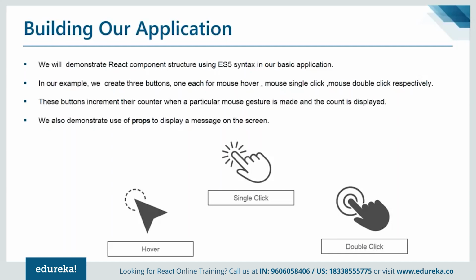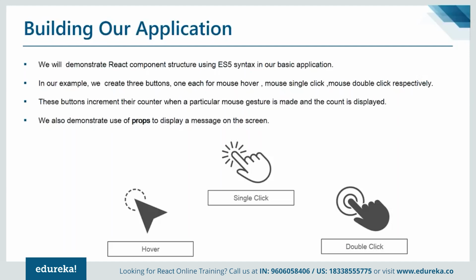In the demo example, we are going to create three buttons. One is the single click button, which on a single click will increase the counter, let's say from 0 to 1, 1 to 2, 2 to 3, and so on. We will have another button, which is the double click button, which will increase the counter on double click of the mouse. And we will have finally the third button, a hover button, which will just increment the counter by hovering of the mouse.